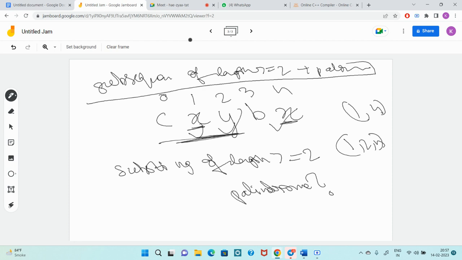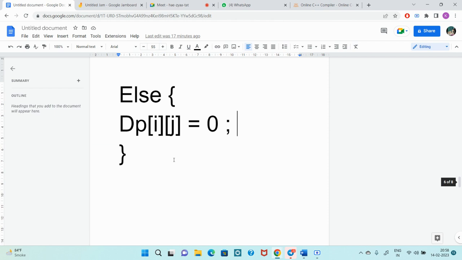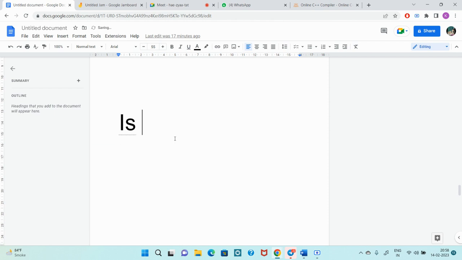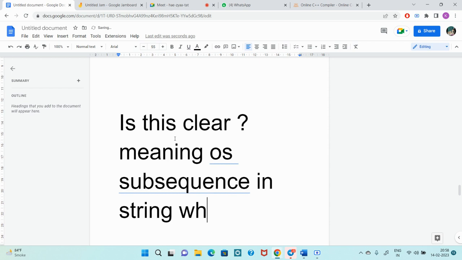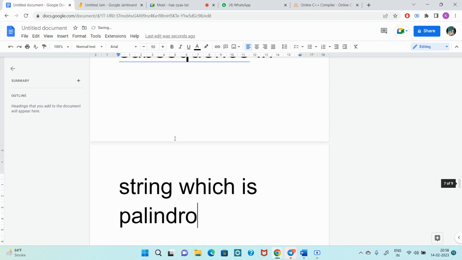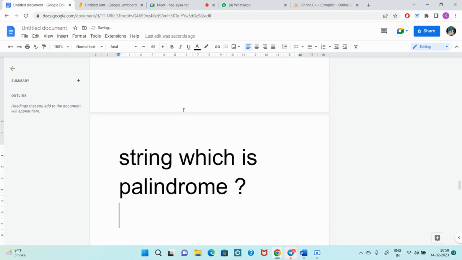So guys, this is also going great. Okay, you don't need to worry about anything. Okay, so guys, please everyone write in the chat if the definition is clear. What is the meaning of palindromic subsequence of a string? Is this clear? The meaning of a subsequence in a string which is a palindrome. Guys, is this thing clear? Yes or no in the chat?